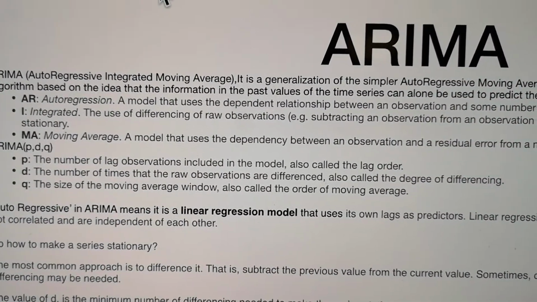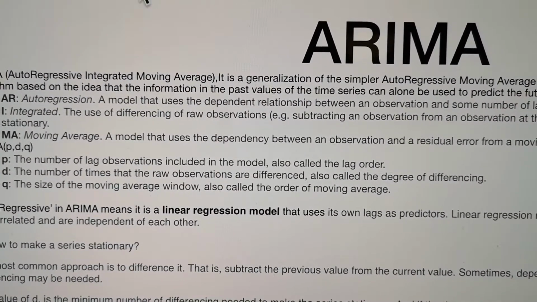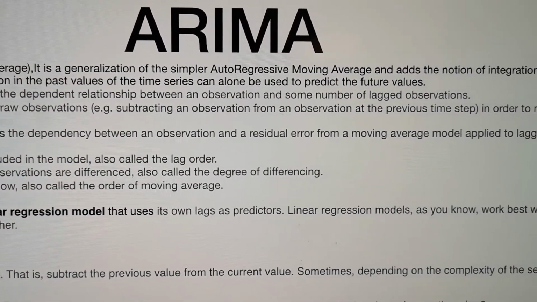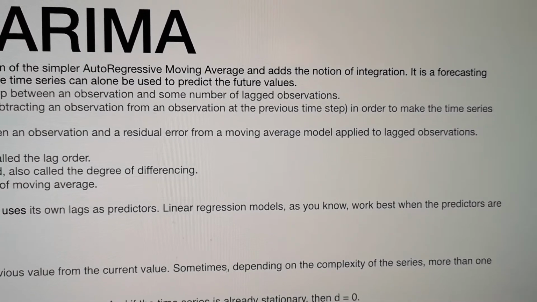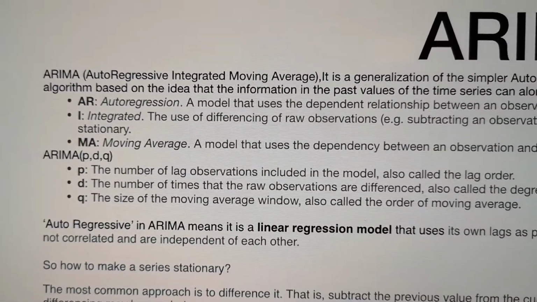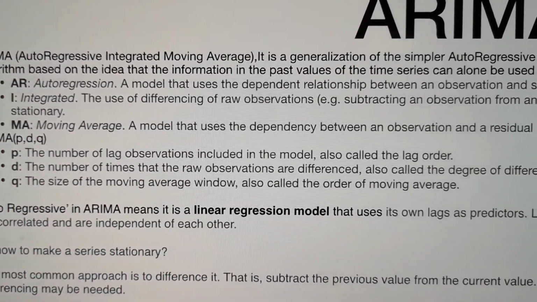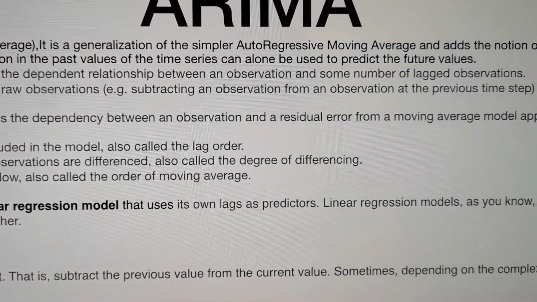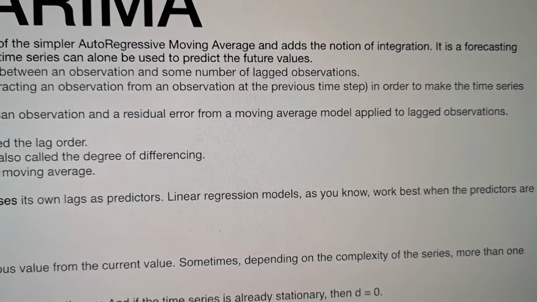And integrated, the use of differencing of raw observations. For example, subtracting an observation from an observation at the previous time step in order to make the time series stationary. Stationary means it doesn't have any trend or seasonality. For moving average, it's a model that uses the dependency between an observation and a residual error from a moving average model applied to lagged observations.